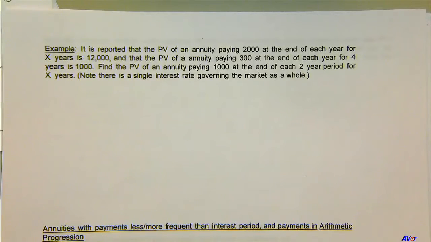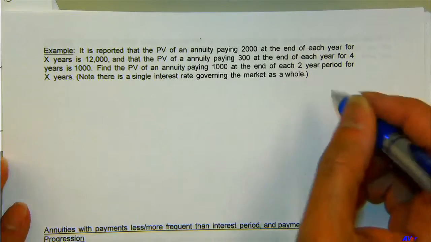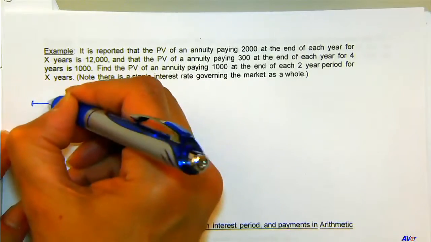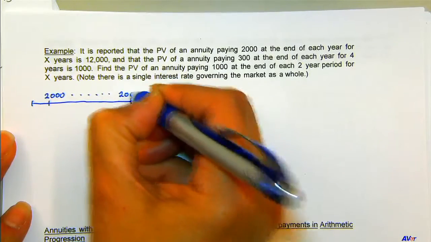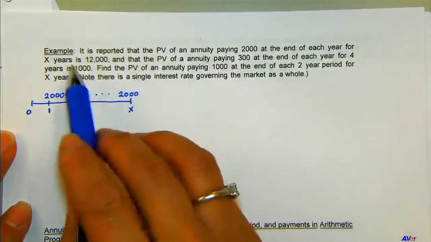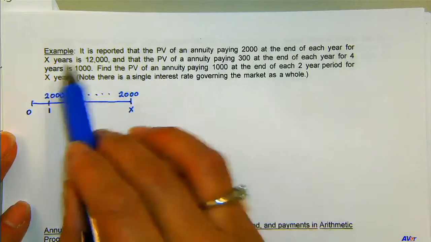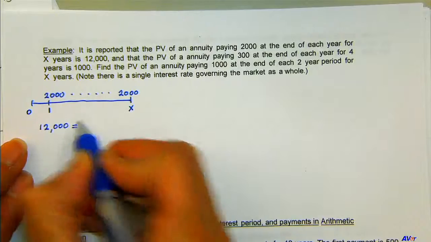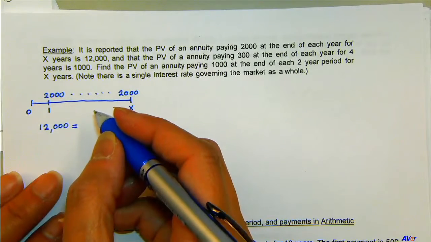It is reported that the present value of an annuity paying $2,000 at the end of each year for X years is $12,000. So $12,000 equals what? Can you give me an equation? Hello, hello?